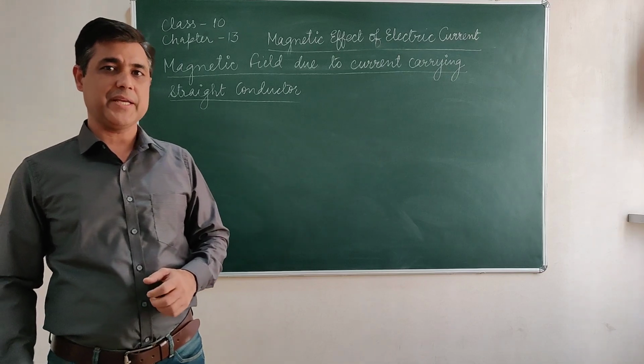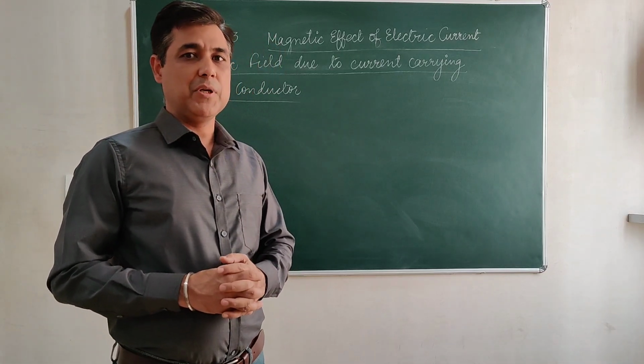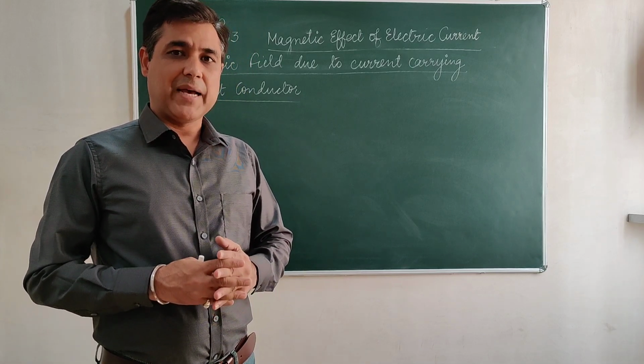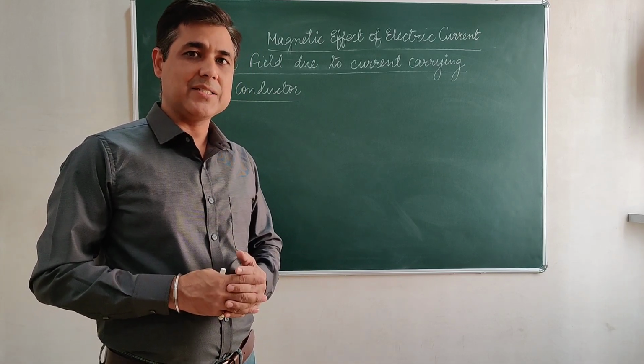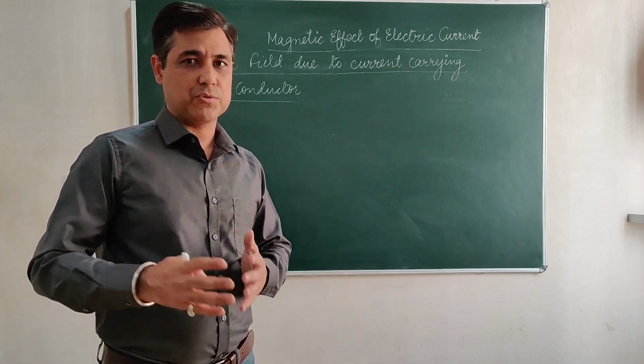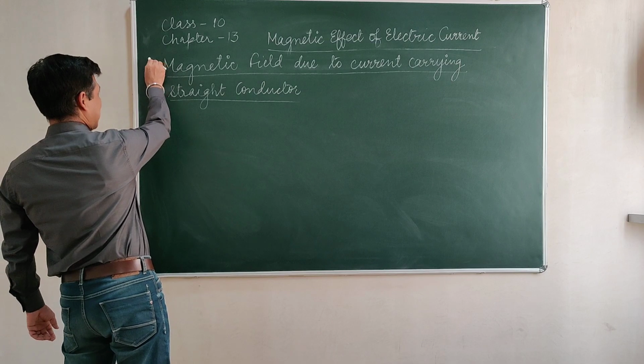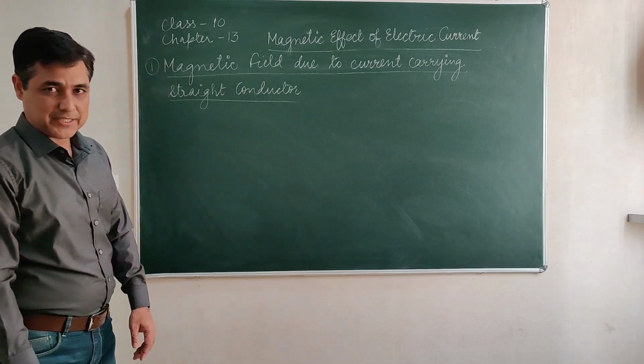So in this portion we will be taking a straight conductor and we will be looking for magnetic field around it. As we have discussed in the last section, magnetic field is created just because of current flowing through a conductor. So we will be looking for the first situation. The first one is magnetic field due to current carrying straight conductor.